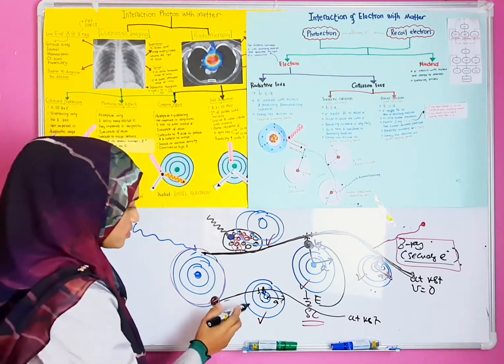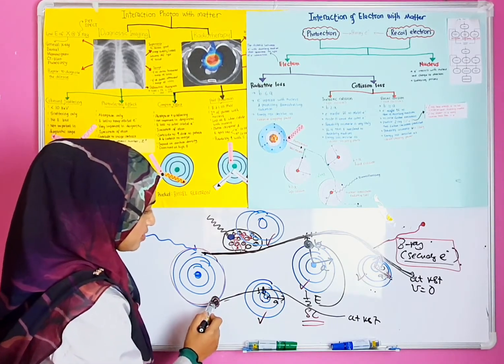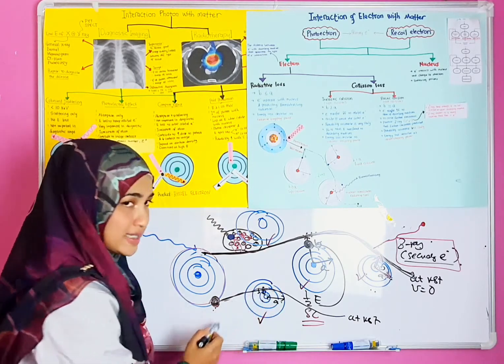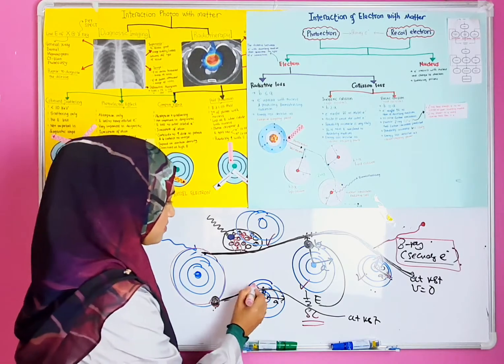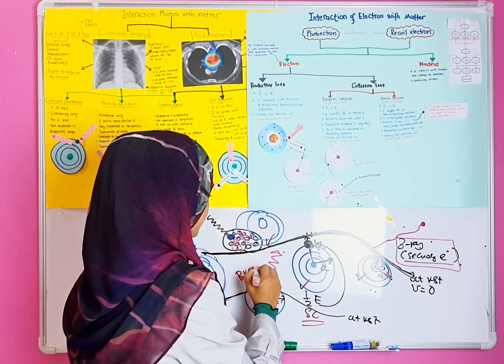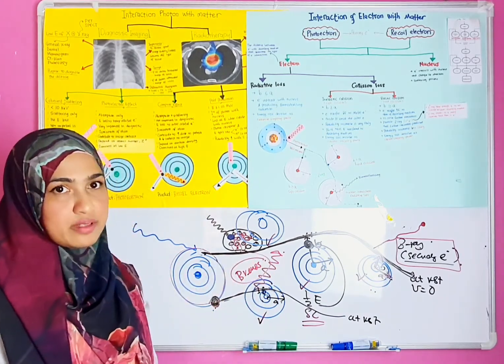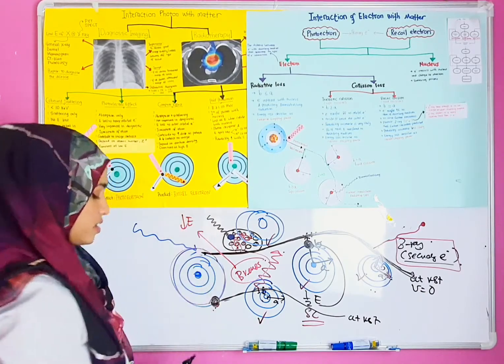One more thing that I want to explain: when the electron interacts close to the nucleus, it produces Bremsstrahlung radiation. Usually, this Bremsstrahlung can be negligible because it consumes very low energy.